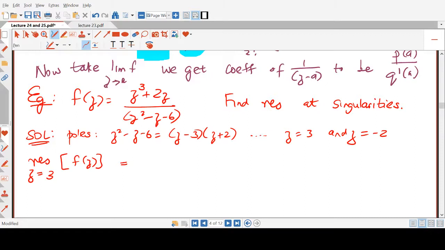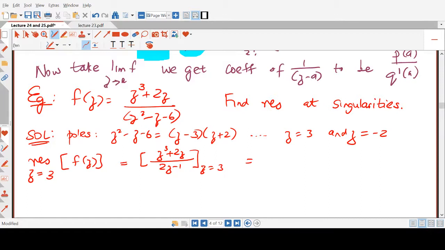That's the method. So you will have z cubed plus 2z over, differentiate the bottom. Differentiate the z squared minus z minus 6. This is 2z minus 1. And plug in the point 3. Game over.